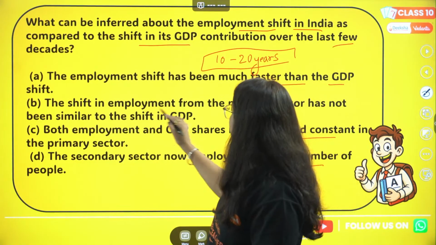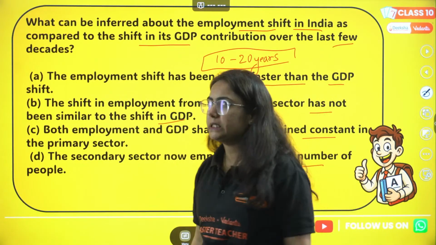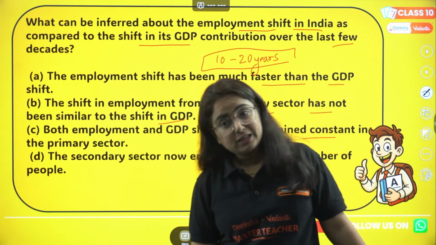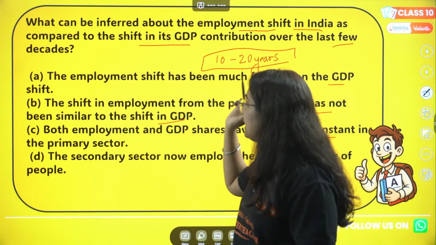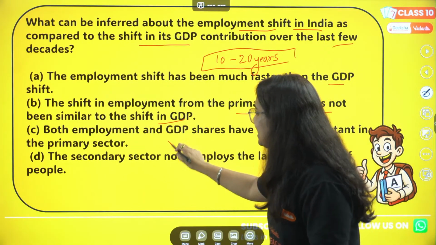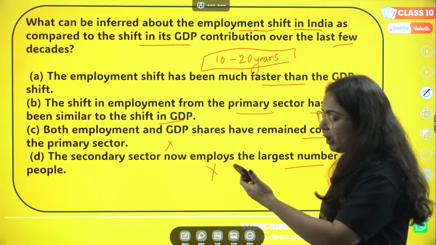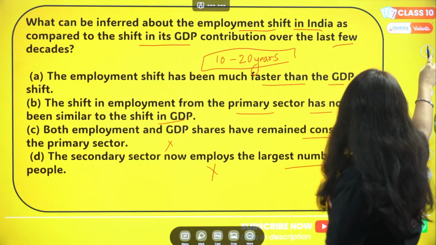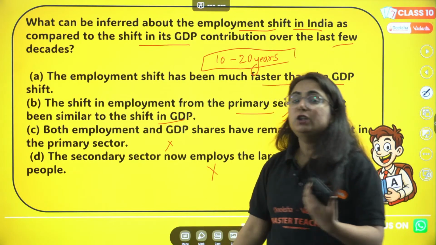Okay, the shift in employment from the primary sector has not been similar to the shift in GDP. So we know that there is a huge shift in employment. Okay, it can be correct. Both employment and GDP share have remained constant in the primary sector? Not at all. The secondary sector became the largest employer? Not at all. So you can get that B is the correct option.